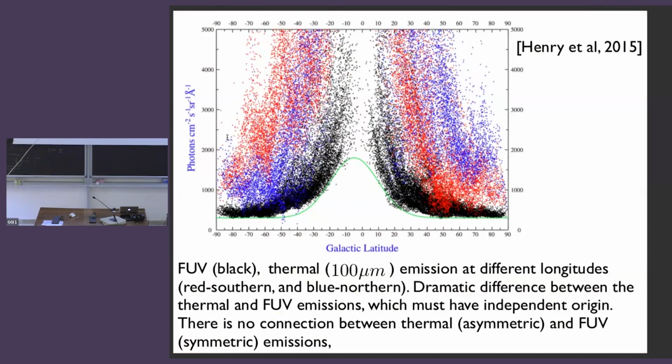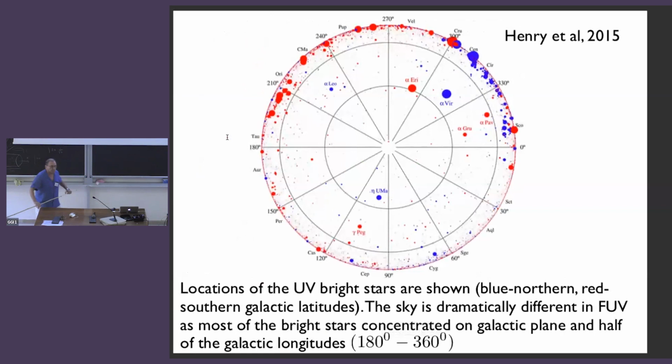So blue is the northern part, red is the southern part, and FUV, far UV, which Henry and other people observed, is black. So you can see that the blue and red, northern and southern, are very different. And this is for thermal, and thermal definitely follows the UV emitting stars. Why is that so different? Because you can see exactly the way the stars are localized. Red and blue are northern and southern, and you can definitely see it is not uniformly localized along the hemispheres.